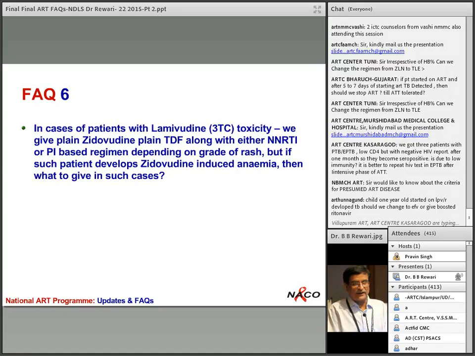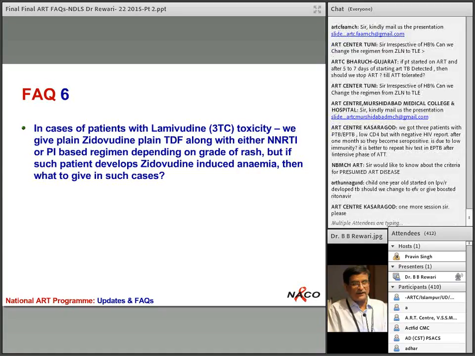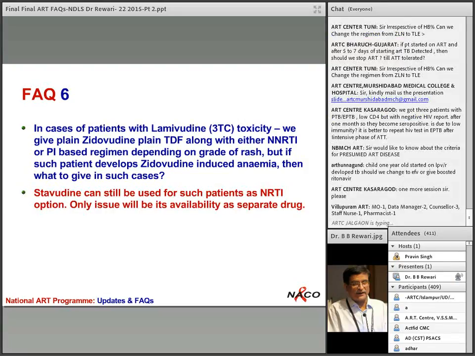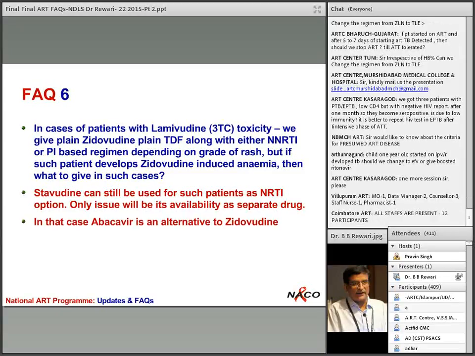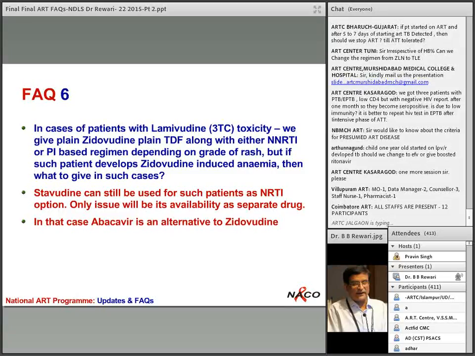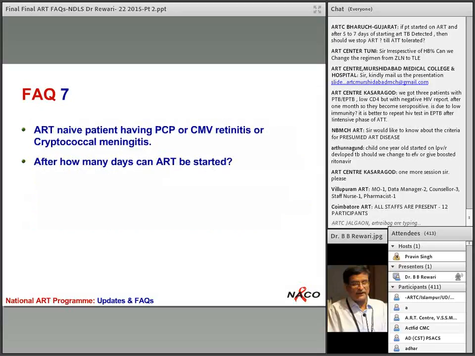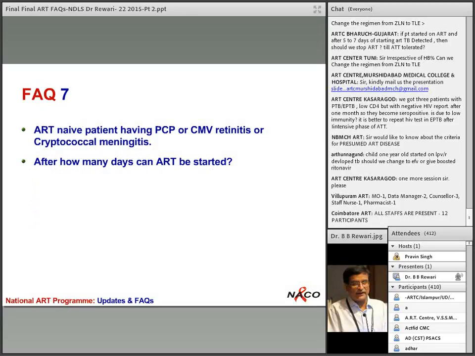Again, in case of a patient with lamivudine toxicity, we give plain zidovudine, plain TDF. Plain means separate zidovudine, separate TDF along with an NRTI or PI. But if such a patient develops zidovudine-induced anemia, what do we do? Stavudine can still be used for such patients. The only issue will be availability of stavudine as a separate drug. Abacavir is an alternative which is available as a separate drug, but again abacavir will have to be procured separately, and for that again the patient has to go to COE.